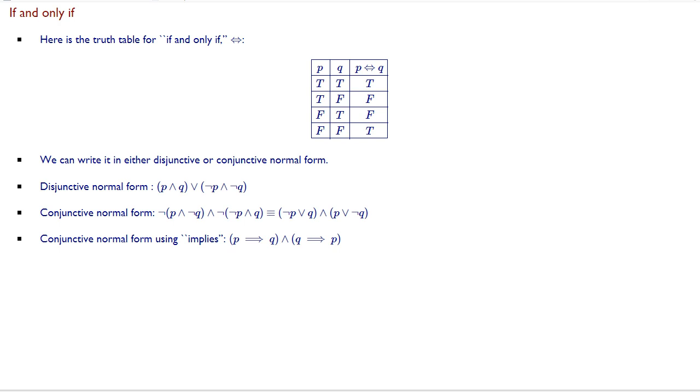But there's another way of writing not P or Q. It's P implies Q. So another way of writing if and only if is P implies Q and Q implies P. It's true both ways around, and that's probably the most natural way of doing it.